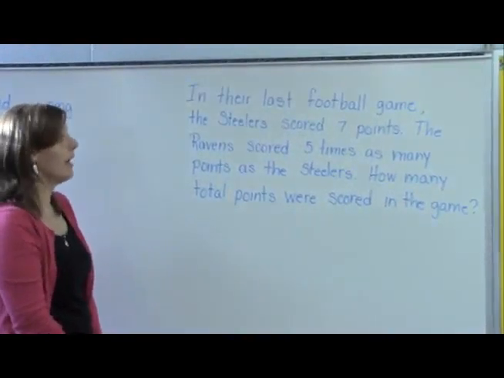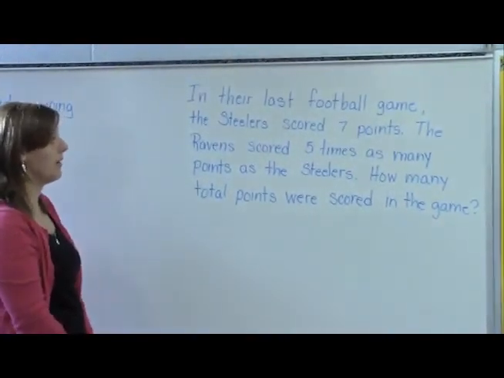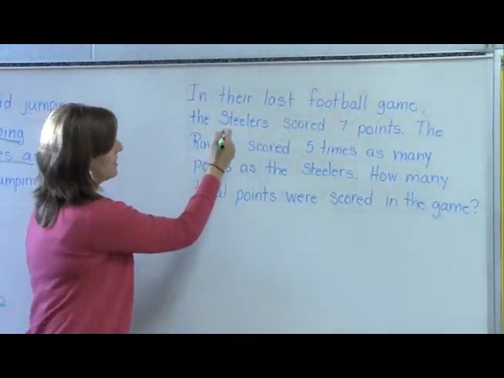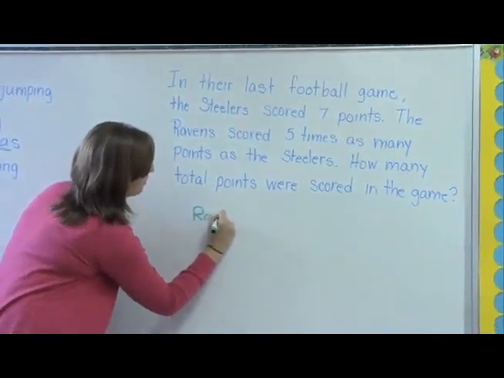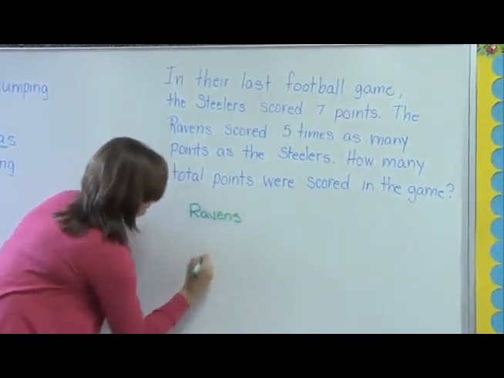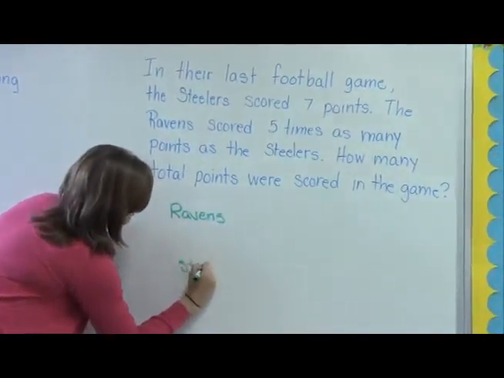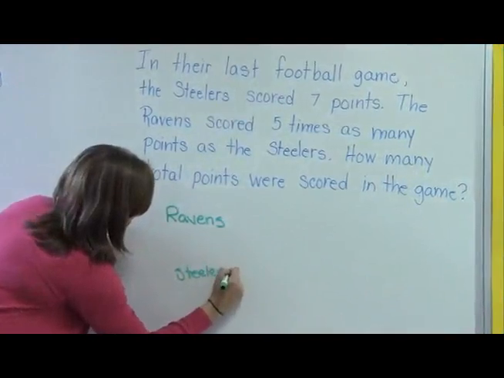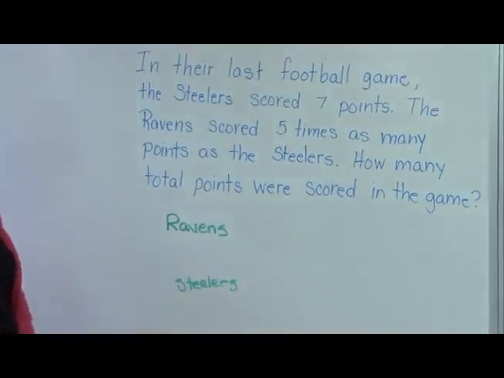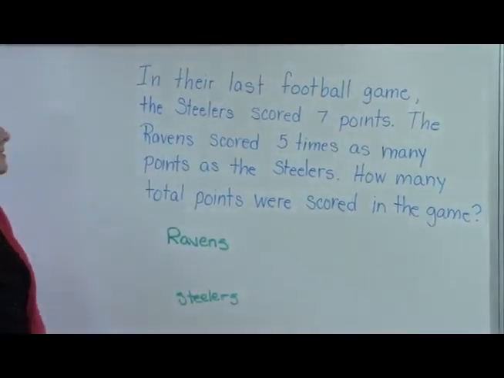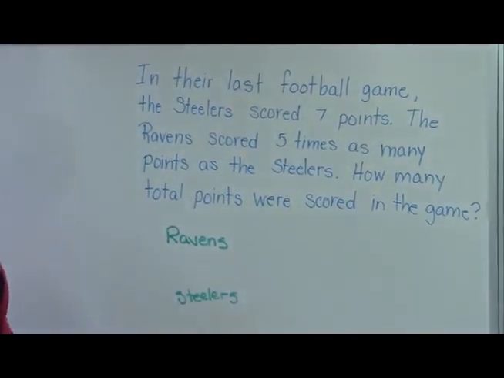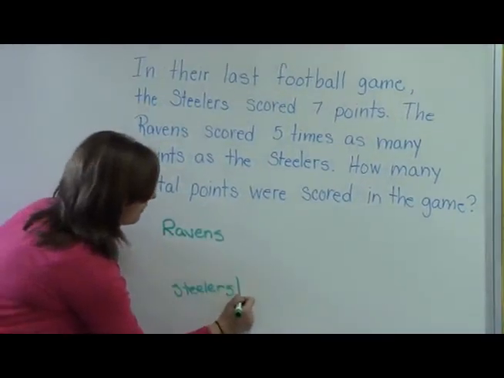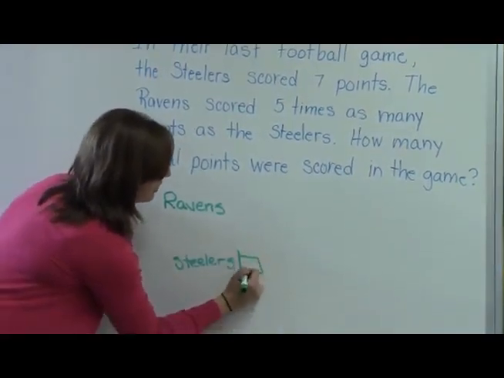So the first step, again, is to write down who this problem is about. In this problem, it's about the Steelers and the Ravens. So again, we write them both, one on top of the other. And then we read this question one sentence at a time. In their last football game, the Steelers scored 7 points. So for the Steelers, we would give them a bar and make it worth 7.